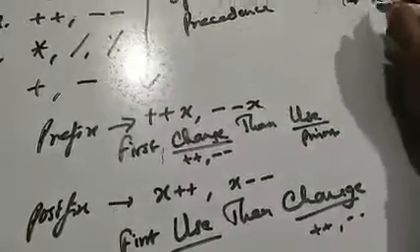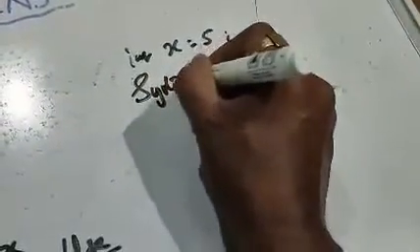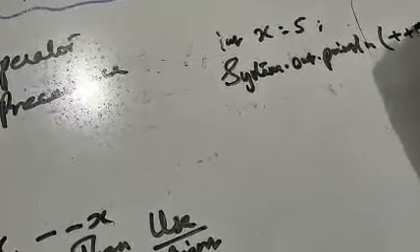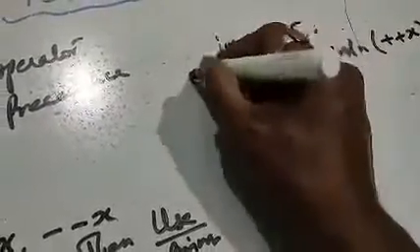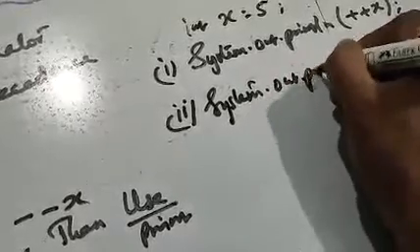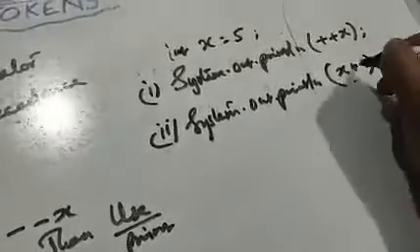So suppose x is equal to 5, and then we have System.out.println. If I am printing, here in the first case I write plus plus x, and in the second case, the same thing, System.out.println x plus plus. Now what is the difference between the two?